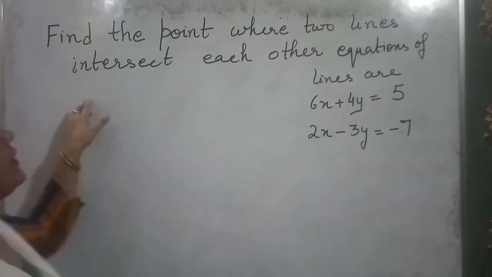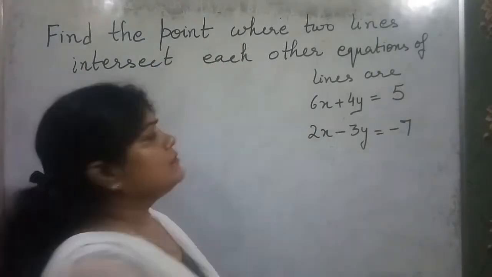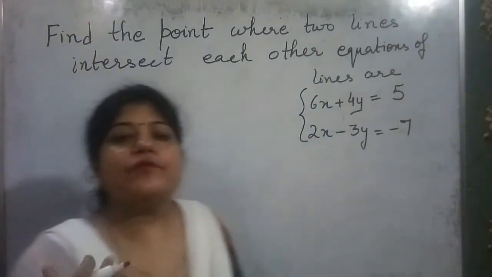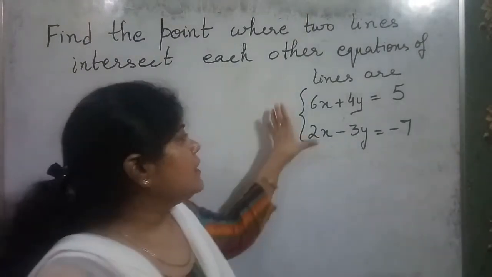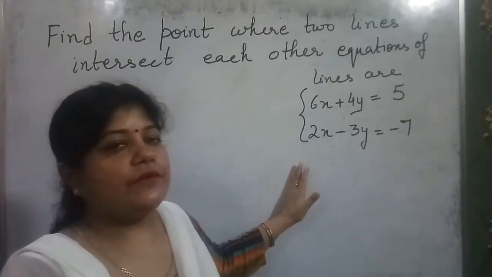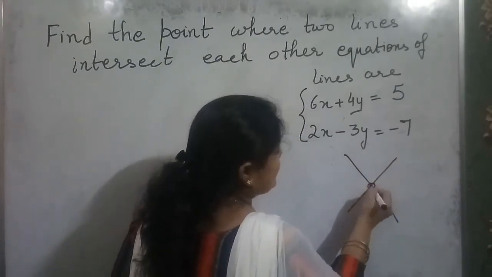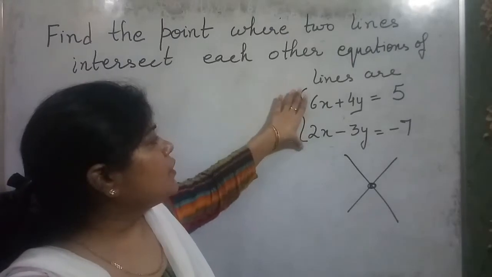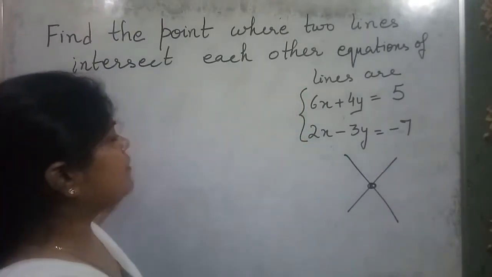Now we have to find the point where two lines intersect each other, given the equations of the lines. It is very easy, but some students have confusion in this type of question. When we have to find the point where two lines intersect, we simply solve the equations as we did in the previous classes.